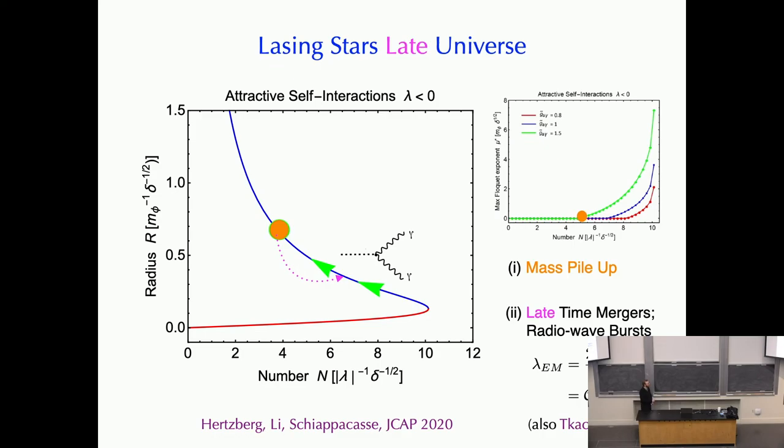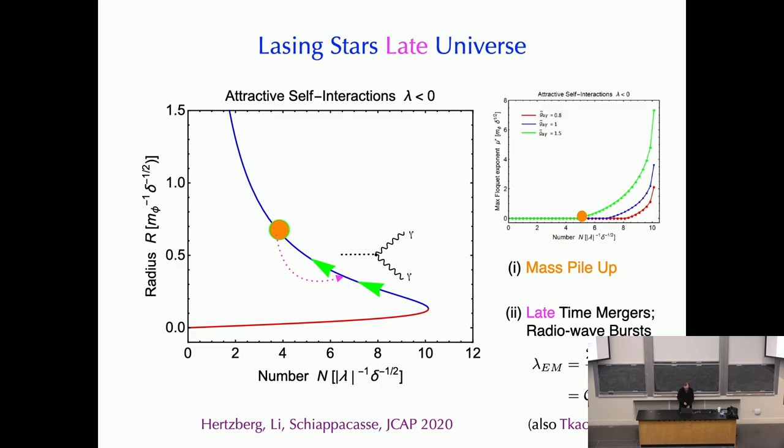Tkachev has discussed related ideas and suggested these may be related to the fast radio bursts that we observe. It's difficult to make that interpretation work, however, because these things should be highly monochromatic, whilst fast radio bursts are known to not be very monochromatic at all. But it's something interesting to look at.